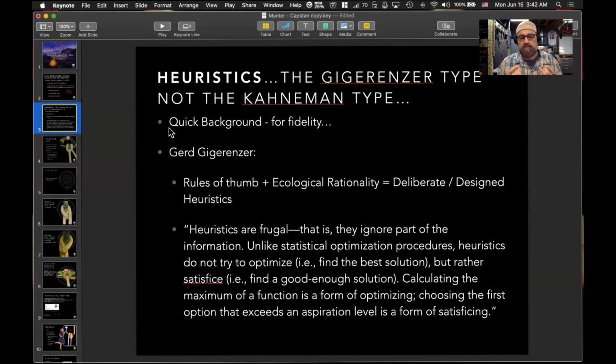And where that difference comes from is Gerd hits it from, you have to make very quick decisions and you do not have time to do all the research and pull out a scientific calculator and do all these kinds of things. So creating deliberate design heuristics is what Gerd talks about.